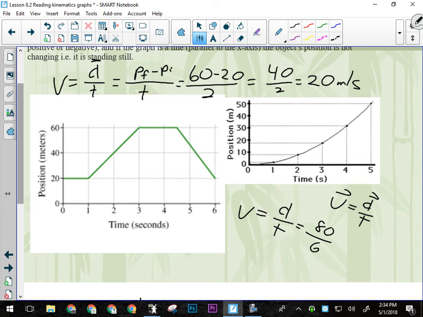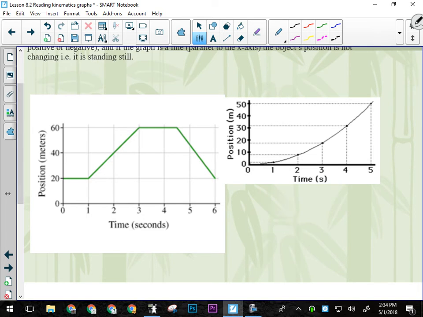This graph over here on the right is also a position versus time graph, but it's got a curve on it. Now with a curve, what is this object doing? Let's just break it down. In the first second, did it go very far? No. But what about between 1 and 2 seconds? Did it go further? Yeah, each second, it's going further than the second before.